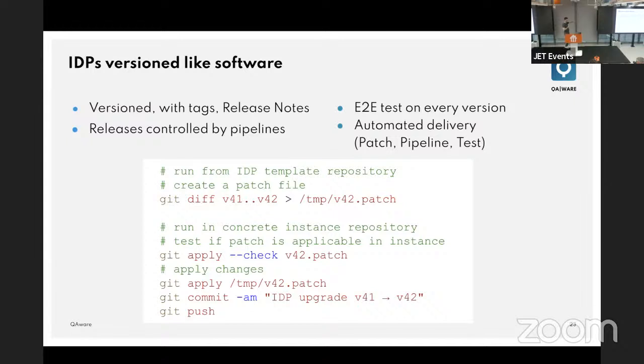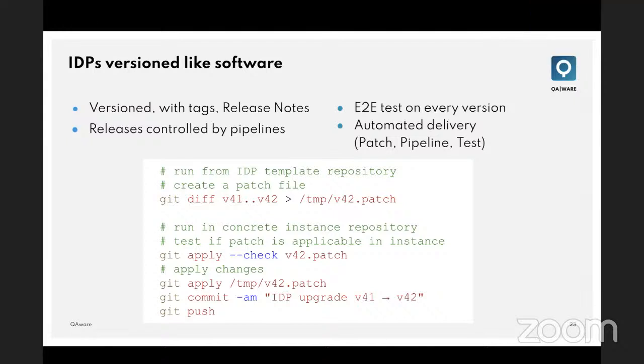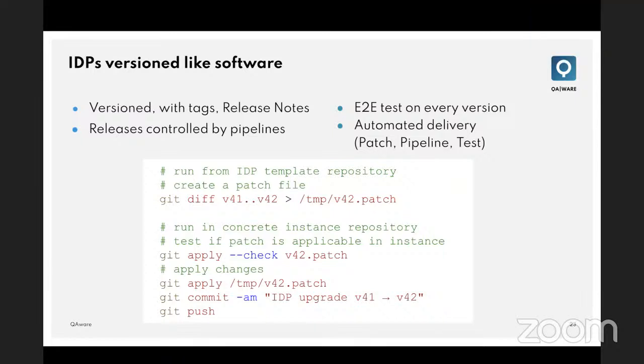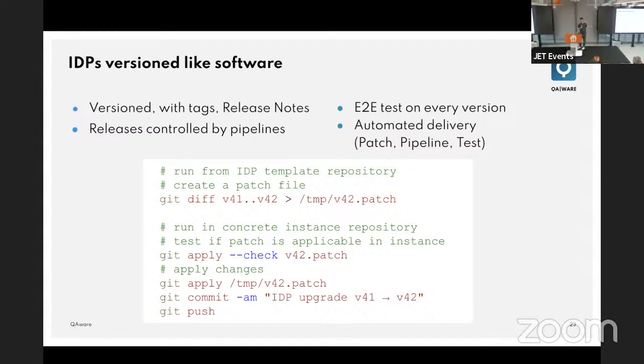Because what we want to do is we have one central template Git repository where we apply our changes, where we do our Git tags, where we do all our development in kind of. And then we want to take the changes and apply it to some other Git repository that is actually the instance of such an IDP. Yeah, so that's quite easy. But yeah, you want to do it that way.